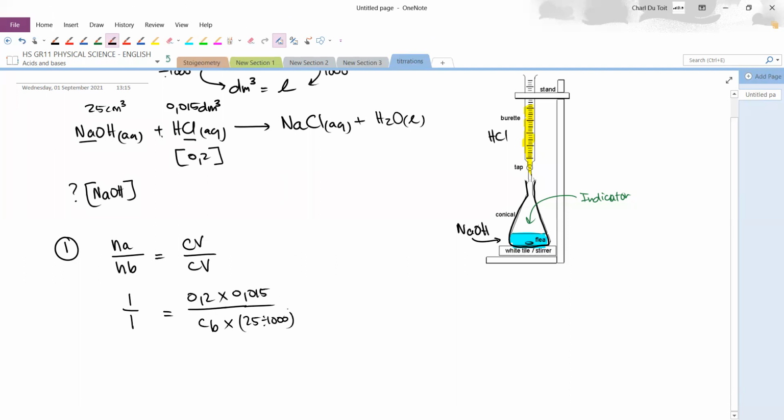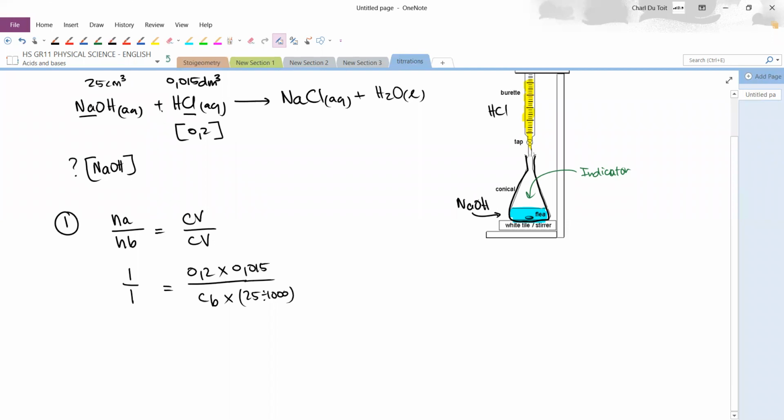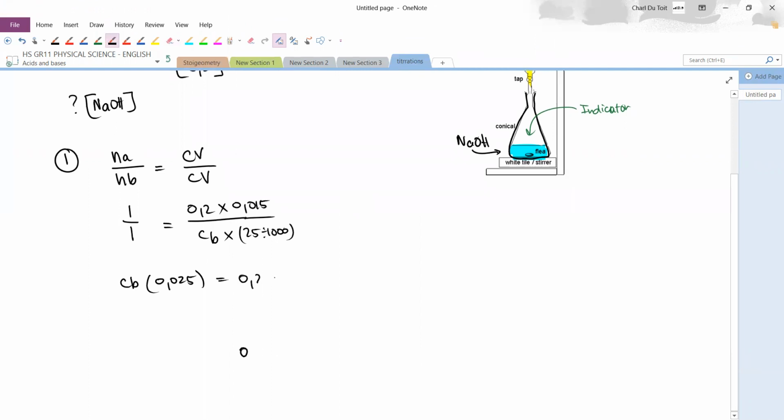0.025. Yes, sir. So now I'll just multiply across. 1 times CB times 25. You said 0.025. And that equals 1 times 0.2 times 0.015. And then I just solve this equation.